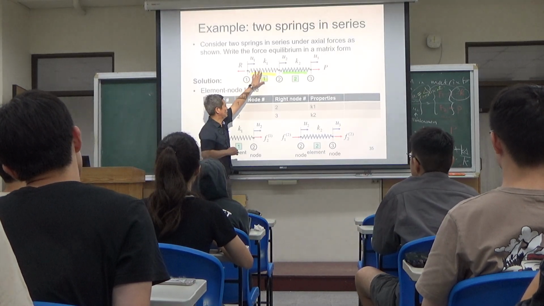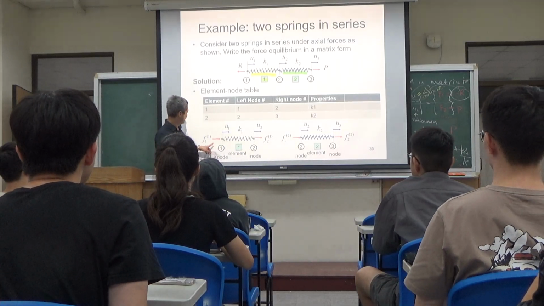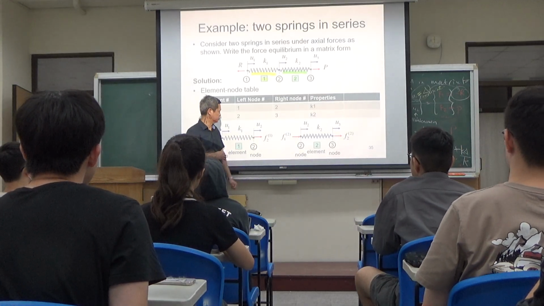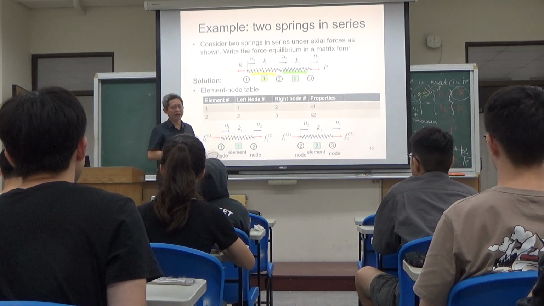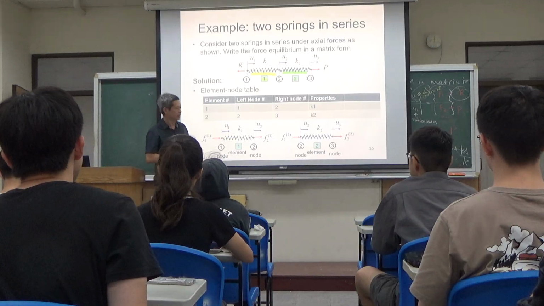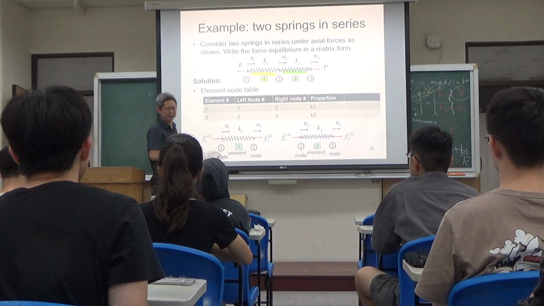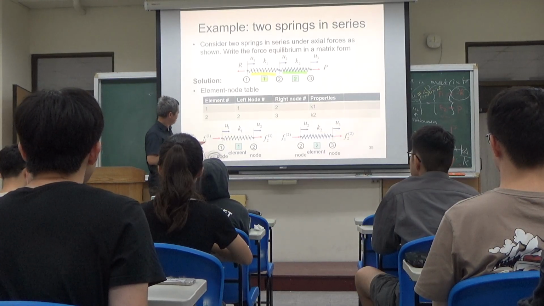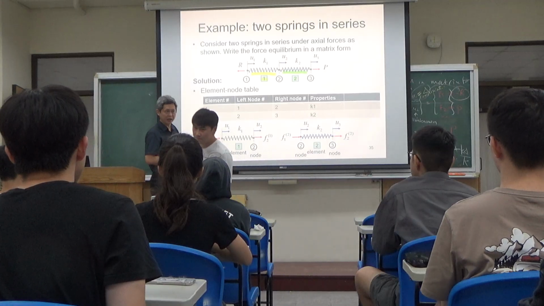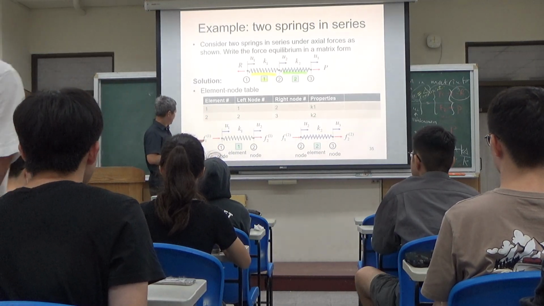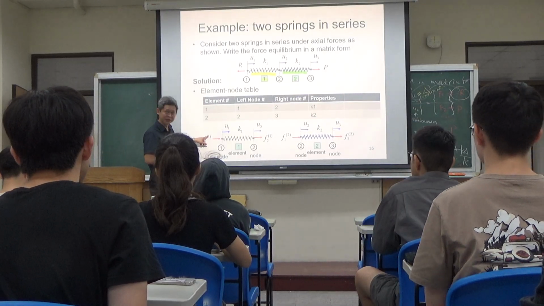The left spring is element 1. They have node 1 and node 2. They are subjected to force 1 and force 2. In order to make sure that I express the force to be internal, I'm going to use lowercase. F sub 1 denotes the internal force acting on node 1, and the superscript 1 denotes the element number.